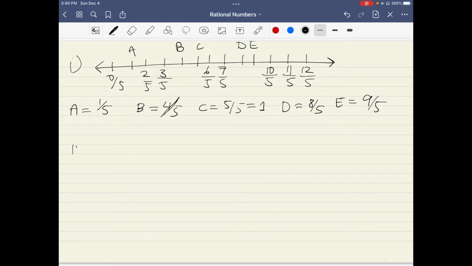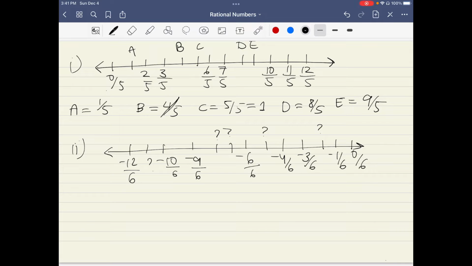Now let's look at another example together. Let's look at the negative ones this time. Okay, we have to find the value of F, G, H, I, and J. So in this case, F will be 0 over 6, minus 1 over 6. It'll be minus 2 over 6.